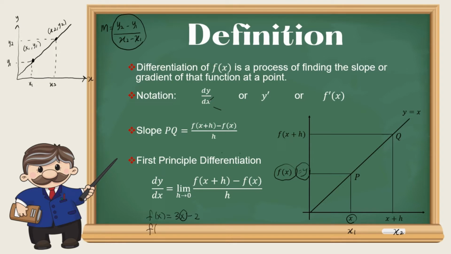So now your f(x) is actually 3 times 2 minus 2, equal to 4. So your value of y is equal to 4. Okay, so actually the value of f(x) is the value of y.